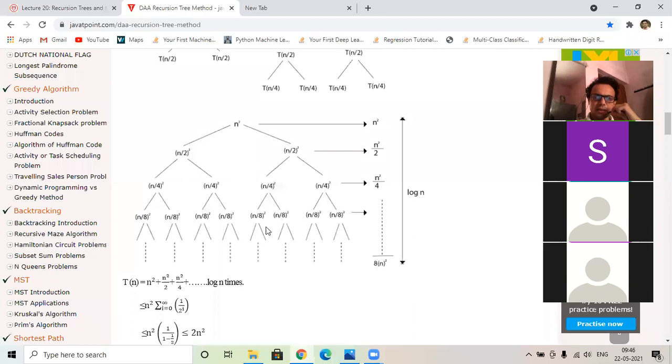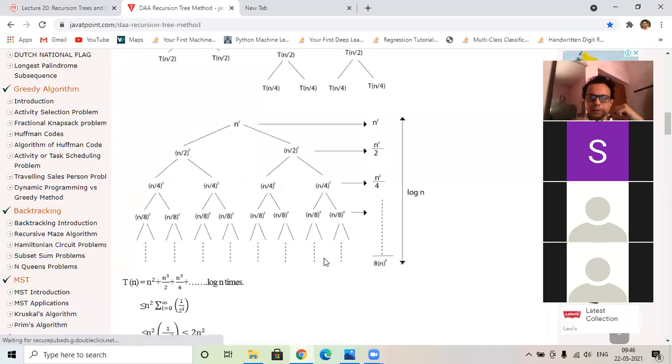Check it, it is a balanced tree. Left side and right side of the root are balanced. So here you can say that the height is log n. So log n times it will be divided, until the single unit. How many times will it be divided until a single unit? That is log n times.